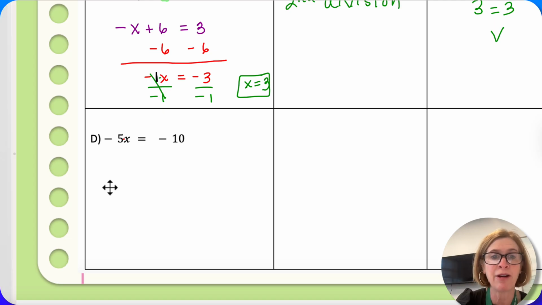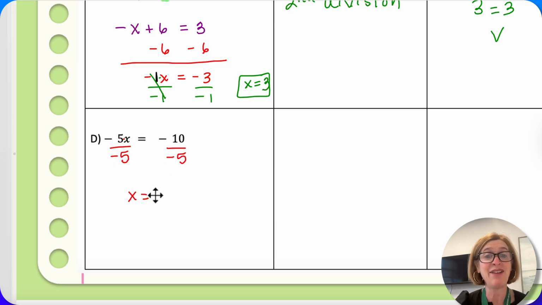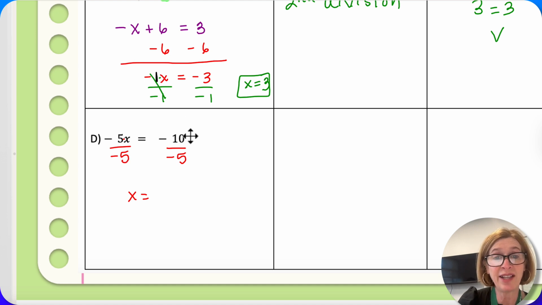There's a hidden dot there, meaning multiplication. So the inverse of multiplication would be division. So I would divide both sides by -5. Whatever I do to one side, I have to do to the other. So I do -10 divided by -5, which gives me 2.